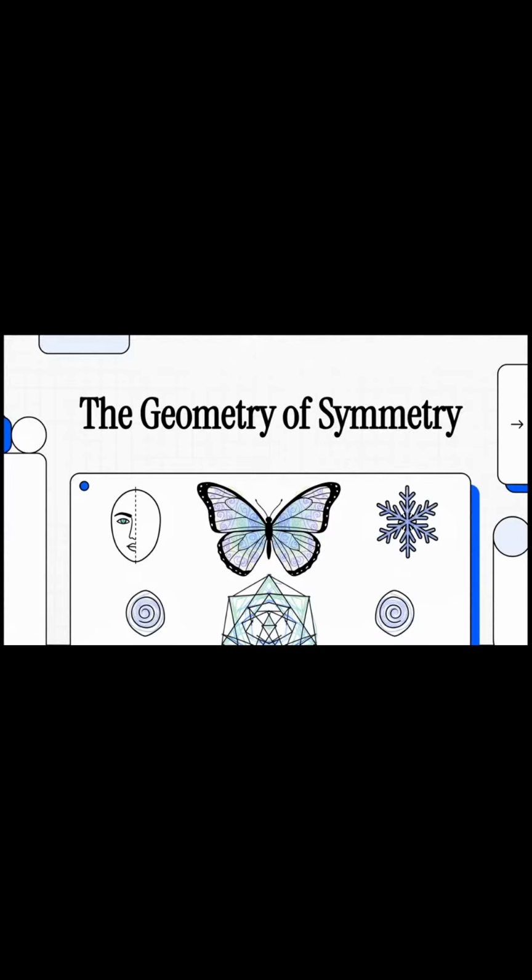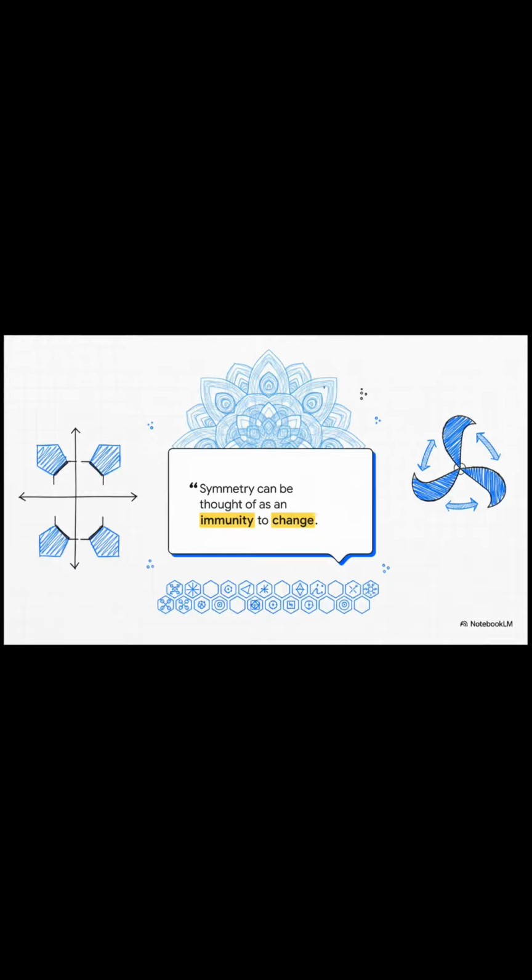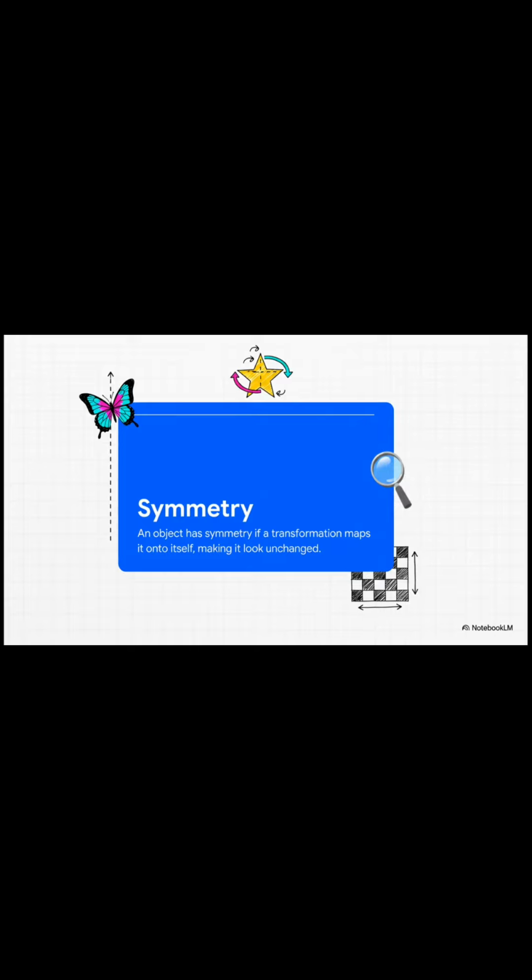Let's talk symmetry. You probably think you know it, but there's way more to it than meets the eye. I love this quote: "Immunity to change." It's a whole new way to think about what symmetry actually is. So basically, it just means you can do something to an object and it looks exactly the same afterward. Okay, so what are these moves?